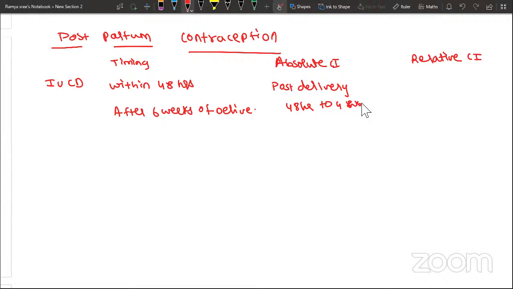It's an absolute contraindication to insert an IUCD. If a patient presents to you at 3 weeks, it will come under absolute contraindication. Relative contraindication is between 4 to 6 weeks. So you should insert either within 48 hours or after 6 weeks.